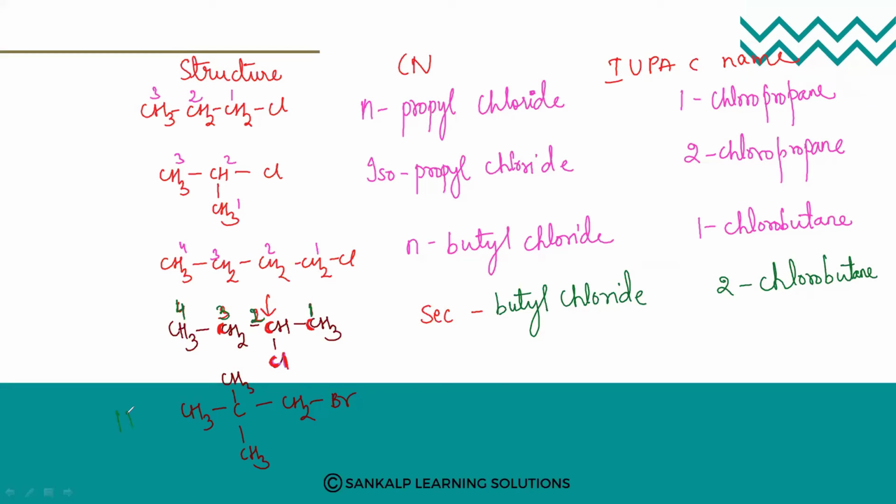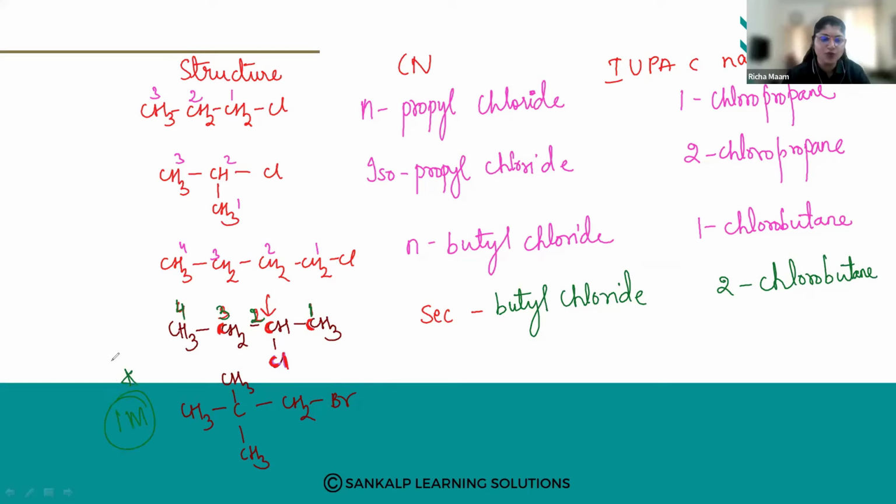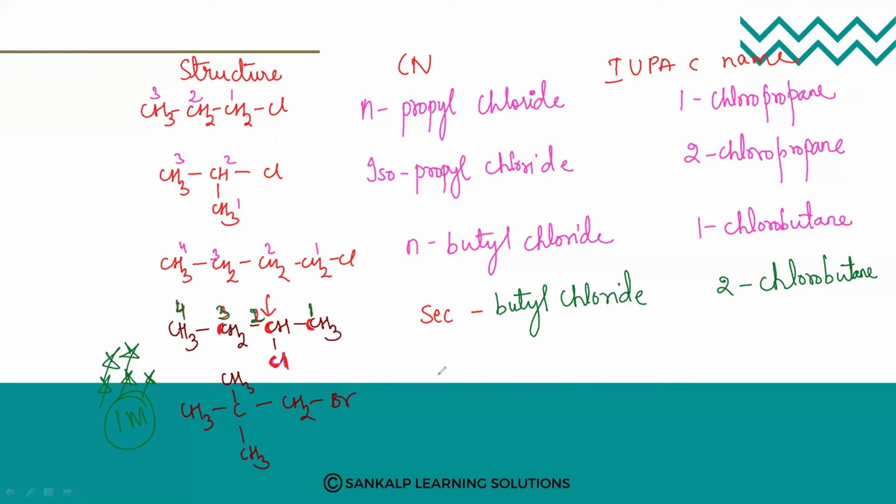This is important, asked in most of the previous papers. Give the IUPAC name of this compound. So it is important. Mark this as important. Yes, what is the name? Shall I give the numbering? Okay, let me give the numbering. So the numbering starts from 1, 2, 3.